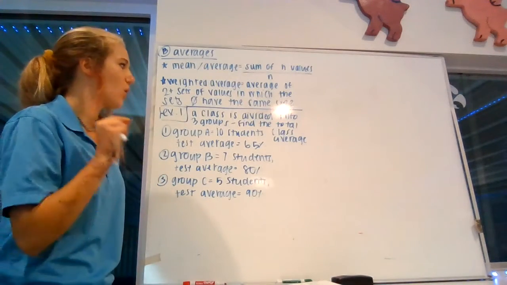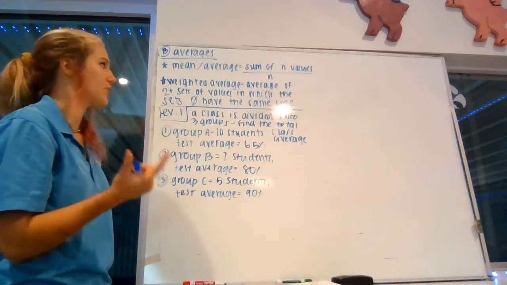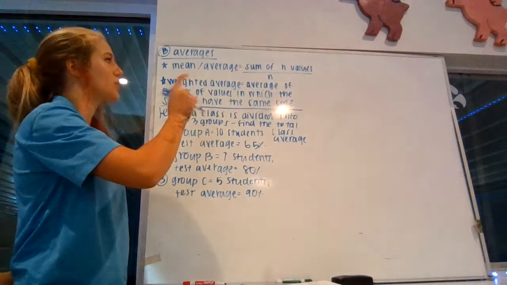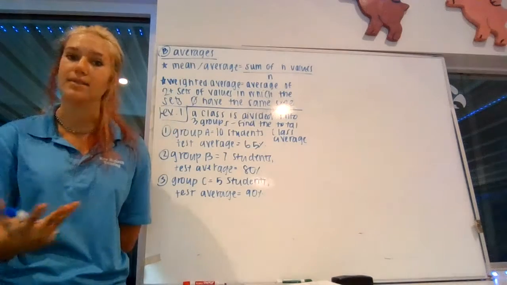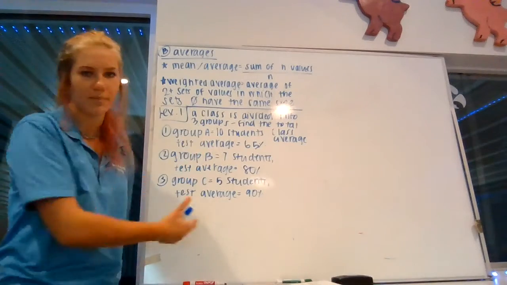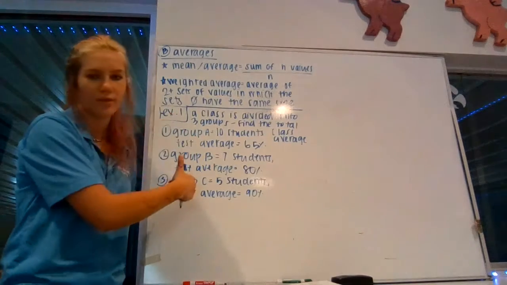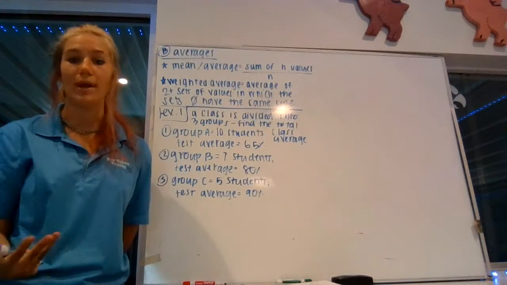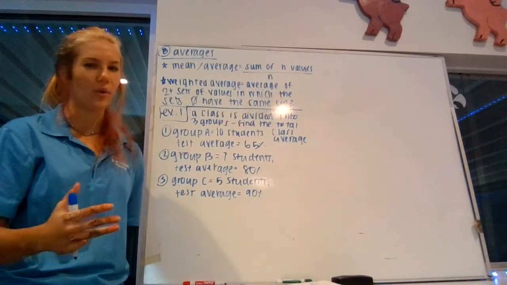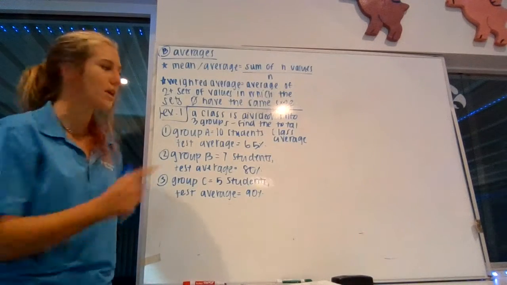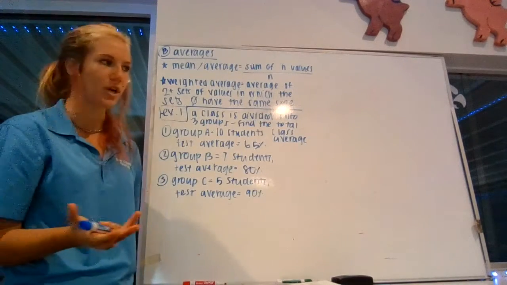Okay, so tying this back into our definition of weighted average, it makes sense, right? Because we said that a weighted average is the average of two or more sets of values in which the sets do not have the same size. Obviously, there's not the same number of students in each of these groups. There's 10 in group A, 7 in group B, 5 in group C. So we know that this is going to be a weighted average because the number of students in each is not equal to each other. So the weight of each of these averages is going to be different, and that's very much going to affect your answer.